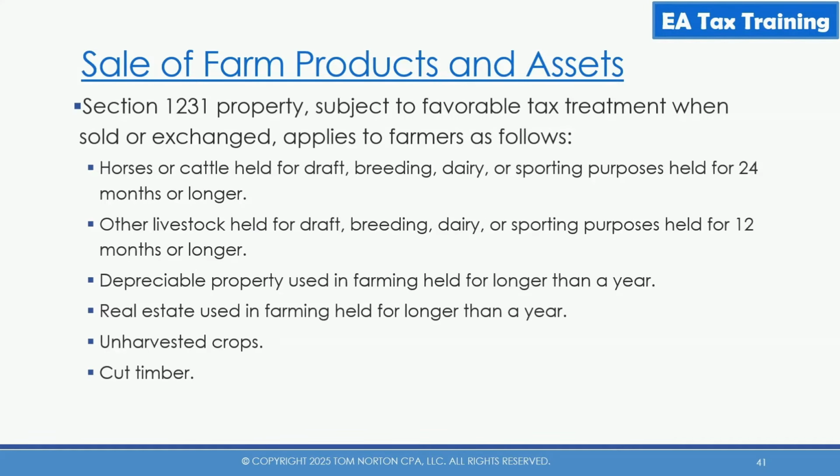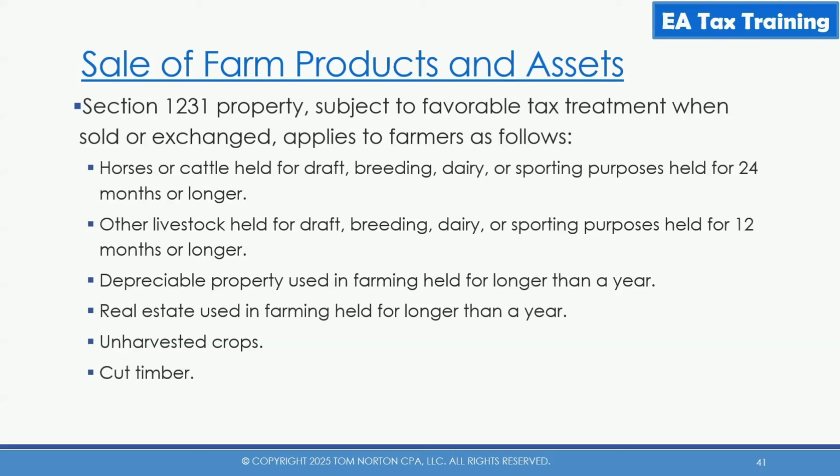Section 1231 property on a farm. As you'll remember, that Section 1231 property gives businesses favorable tax treatment when they sell or exchange those items. They get a capital gain and they get an ordinary loss. And outside of a farm, the general rule is that a 1231 asset is one that you held for more than 1 year, but it is a little bit different on a farm.